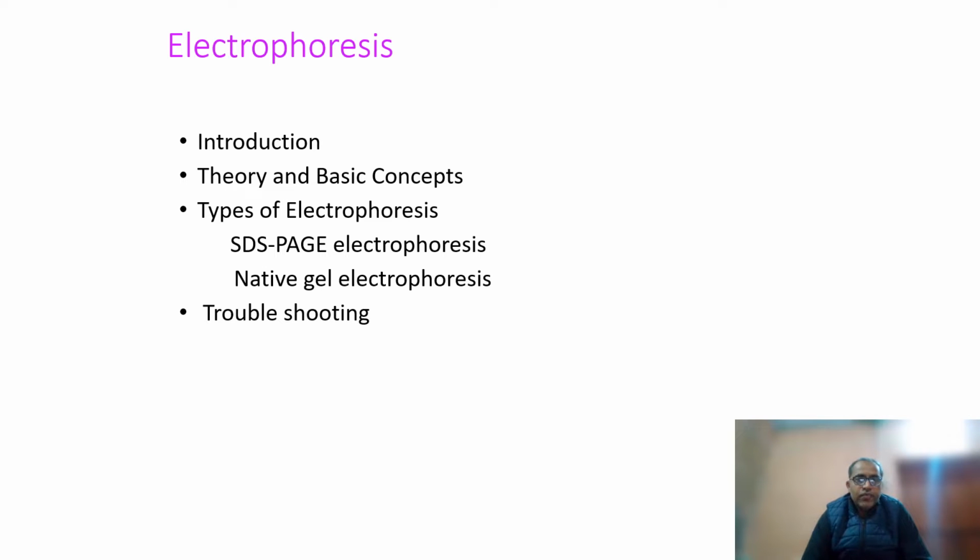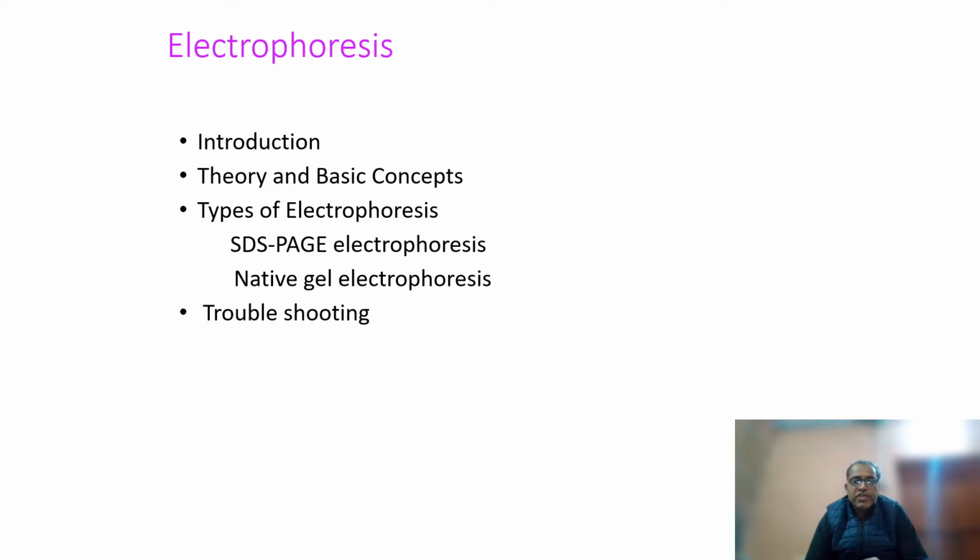Then the vertical gel electrophoresis. In vertical gel electrophoresis, we have SDS-PAGE electrophoresis as well as native gel electrophoresis. SDS-PAGE is used for denaturing gel electrophoresis, while native gel electrophoresis is used for studying the native conformation of proteins. It can also be used, if we want to purify the protein, for isolation of the native form of the protein.